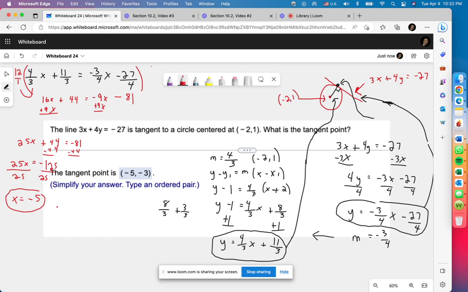So I'm going to have y equals 4 over 3 times negative 5 plus 11 over 3. That's going to give me negative 20 over 3 because you put your negative 5 over 1 plus 11 over 3. And negative 20 plus 11 is negative 9 over 3. Negative 9 divided by 3 is negative 3. So my ordered pair is negative 5 comma negative 3.